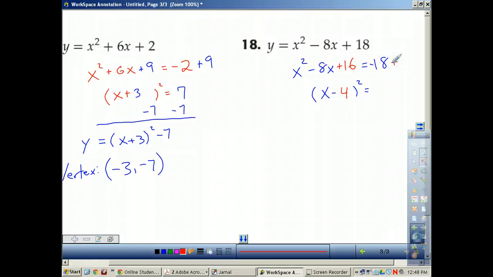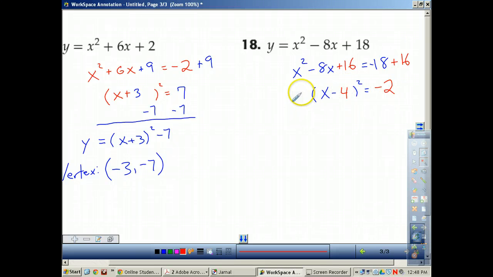Get -2. If I was to solve this, what kind of roots would I have? What kind of roots? Two, yeah, two what? Two why though? Yeah, because this is negative.